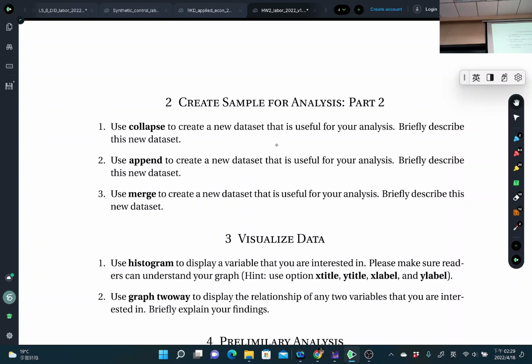The third question is about how to draw graphs to visualize the data. So use histogram to display the variable you are interested in. It helps you explore your data set for your term paper. And use graph twoway to display the relationship between any two variables you are interested in. You can choose the variables that you think help your analysis. This graph might also be put in your term paper, so it also helps you do the term paper.